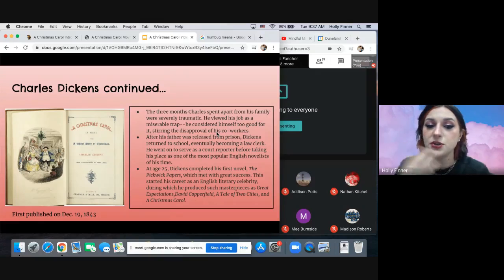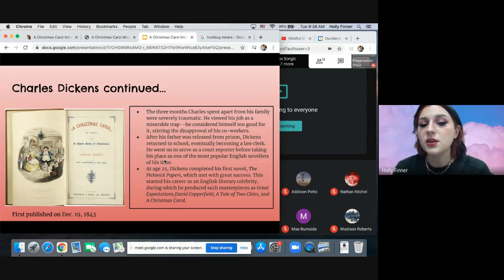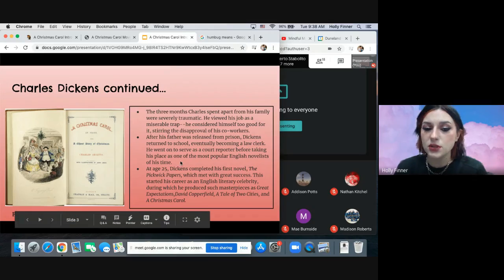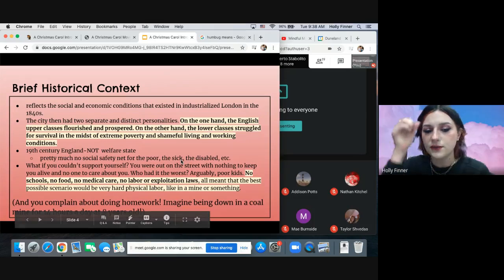Well, it's like a research assignment, but it's going to be really cool, and you guys get to dive more into this. So after his dad was released from prison, Dickens returned to school. Before that, he thought he was kind of too good for the job he was working, and that rubbed people the wrong way. So when he went back to school, he became a law clerk. He served as a court reporter, and then at 25 he wrote his first novel. So that's kind of his very short life story.